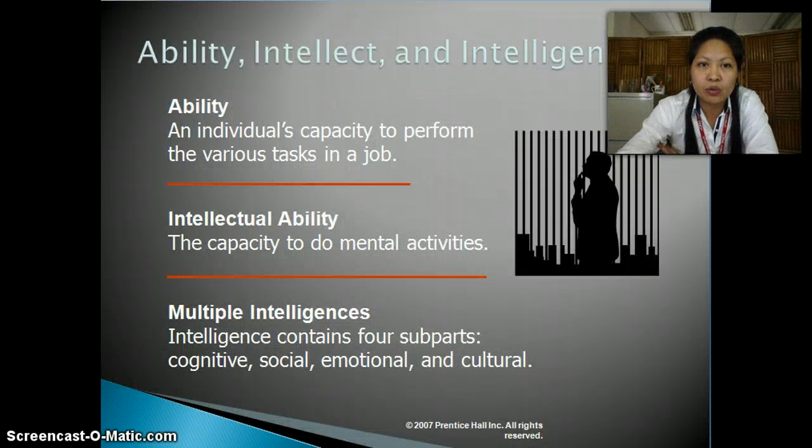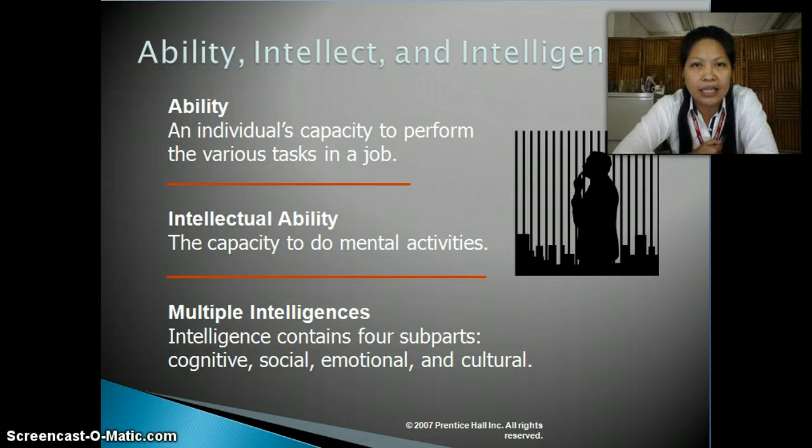Foundations of individual behavior. Okay, so there is ability, intellect, and intelligence that forms a person's behavior. When you say ability, it's the individual's capacity to perform the various tasks in a job. So that's very self-explanatory. There is what we call intellectual ability. In professional work, mostly we need to use our brain. We need to think, troubleshoot, solve a problem, create, and brainstorm. So it's a mental ability that we use in professional jobs. Of course, there are also manual labor and clerical jobs that may need everybody to think, but the job requires more of their physical labor. Okay, so intellectual ability simply means the capacity to do mental activities.